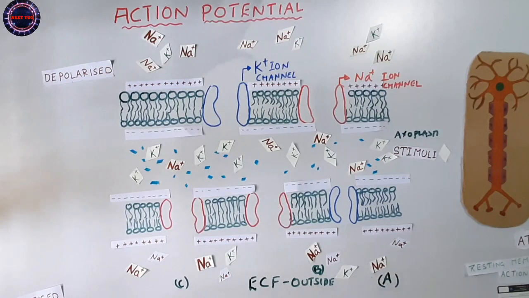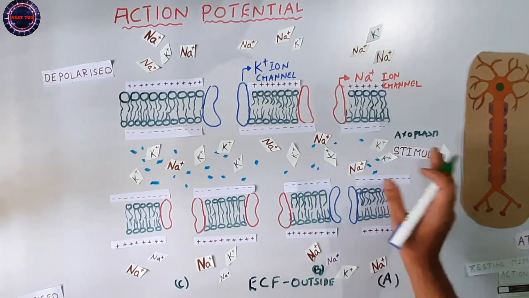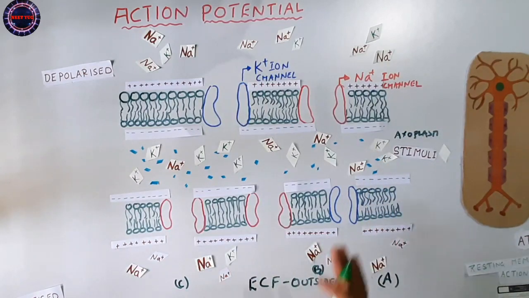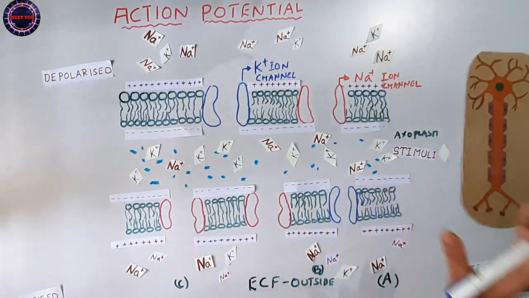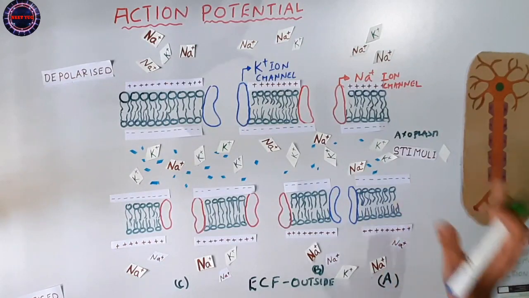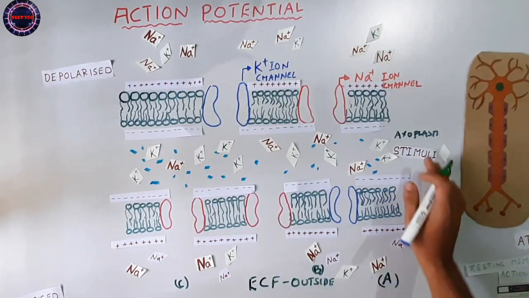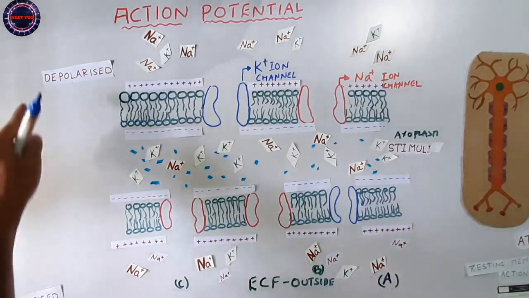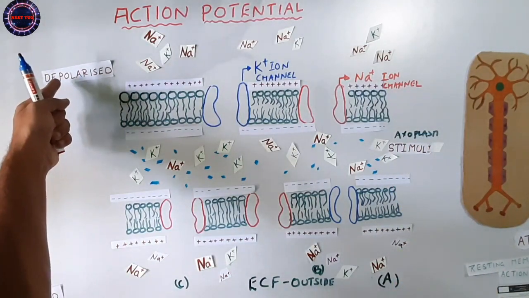So we have 3 sites A, B, C. The stimulus is received by site A, not site B or site C. They have to receive later. The first part of the neuron which receives the stimulus is called site A. Now when the stimulus is applied here, you will see the second step.